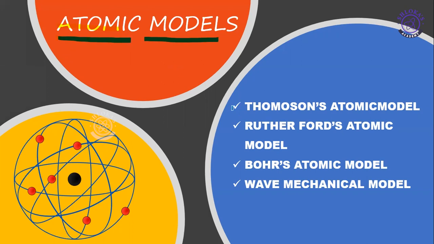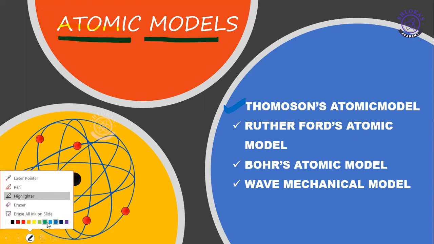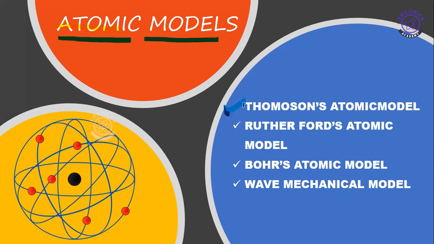The first atomic model was established by J.J. Thompson, which is called the J.J. Thompson atomic model. The second atomic model was established by Rutherford, which is called the Rutherford atomic model. And the third one, Bohr's atomic model. And the last, the wave mechanical model. In this video, we are going to discuss Thompson's atomic model and Rutherford's atomic model, and the remaining two in the next video.